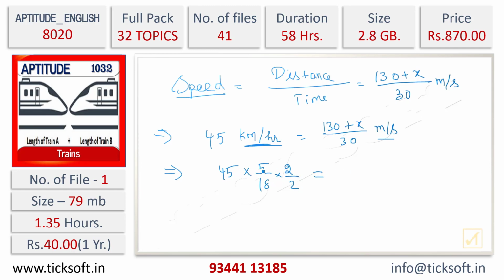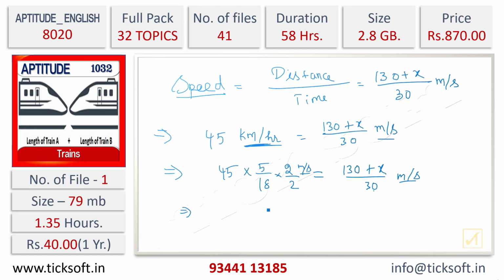So we get 45 into 5 by 18 into 2 by 2 meter per second will be equal to this 130 plus x divided by 30 meter per second. So now both are in the same units. Now we can easily compare the two values. Now what we are going to do is bring this 30 to the opposite side.